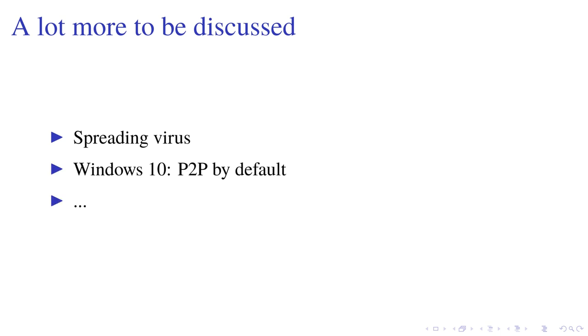There are a lot more ethical problems created by peer-to-peer that can't be discussed in this 10-minute presentation. For example, peer-to-peer networks can easily spread viruses because everyone can share anything. Also, Microsoft Windows 10 turns on its peer-to-peer update service by default, which creates problems for local area network managers.